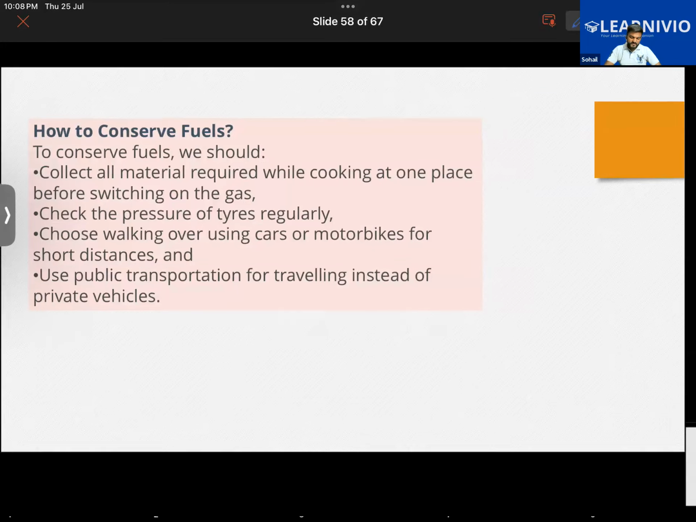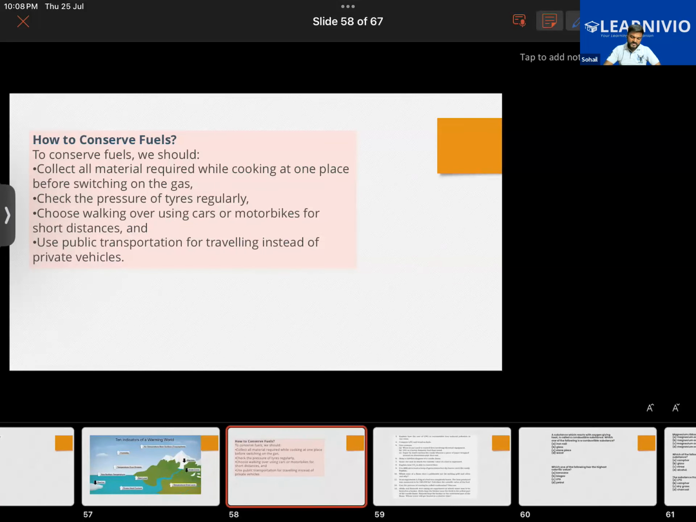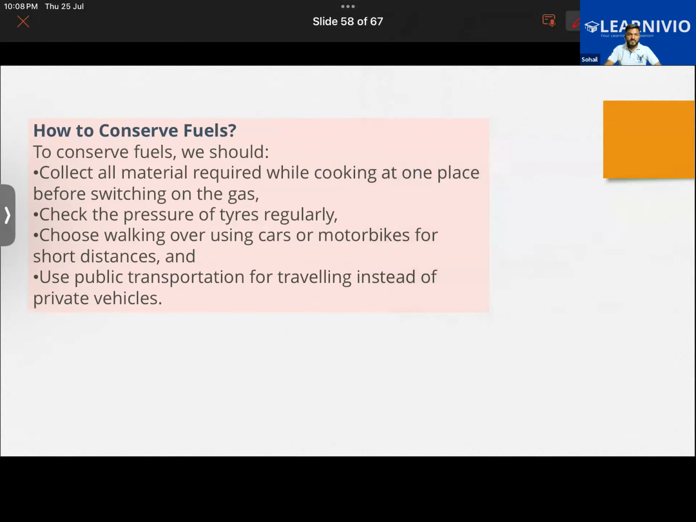So these are some of the indicators of a warming world. Okay, that is something which we have learned. Another topic which we have to discuss is how we conserve fossil fuels. This is something we learned in the previous class also. In order to conserve fossil fuels, remember in the previous class we learned about an organization like PCRA. Yes, Ibrahim, remember the organization PCRA? So what was the work of PCRA?